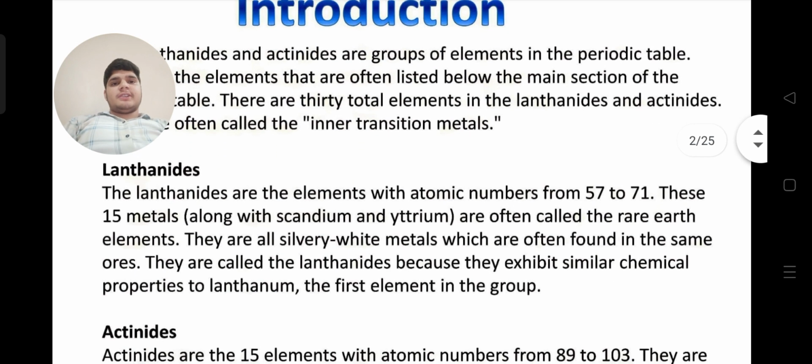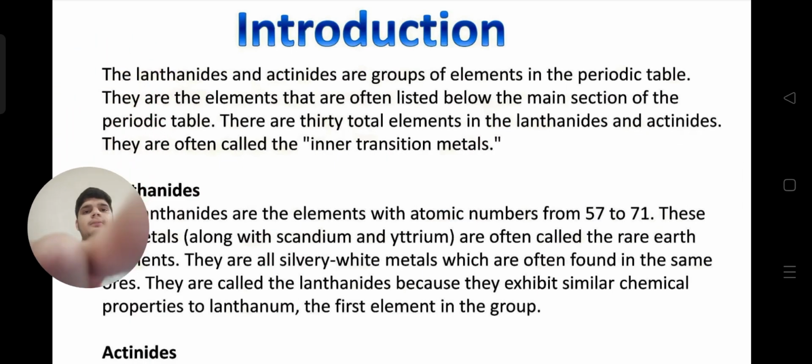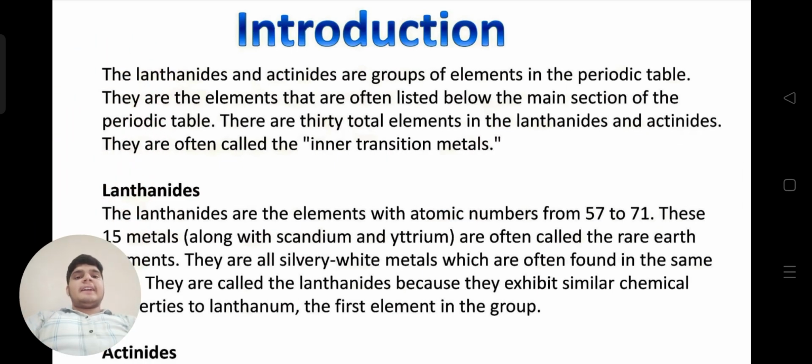Let's start with the introduction. The lanthanides and actinides are groups of elements in the periodic table. They are the elements that are often listed below the main section of the periodic table. There are 30 total elements in the lanthanides and actinides. Therefore, they are also known as inner transition metals because their properties lie between the metals and the non-metals.